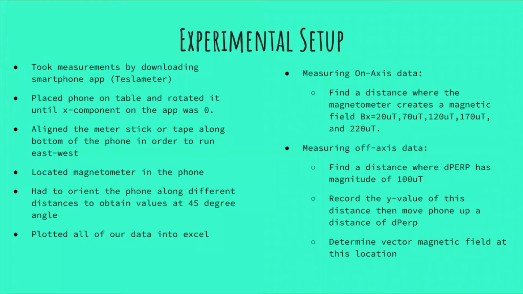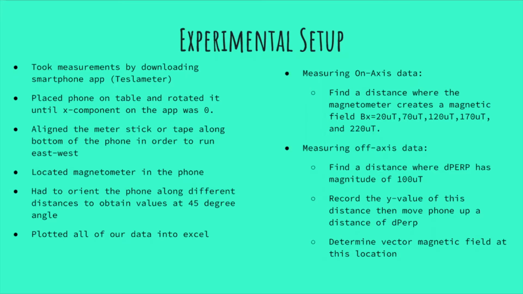For our experimental setup, we took measurements by downloading our app, which was the Tesla meter. We then placed the phone on the table and rotated it until the X component on the app was 0. Then we would align the meter stick and place it on the bottom of the phone in order to run the location from east to west. And then we would locate the magnetometer in the phone.